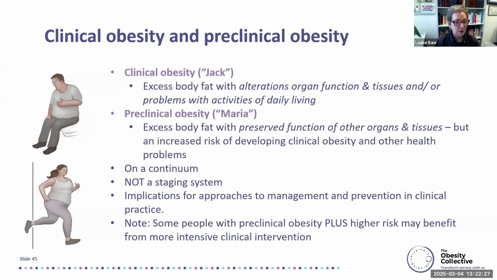To highlight the differences between clinical obesity and preclinical obesity, you can see the image there of Jack and of Maria. Both of them have the same BMI, but Jack, who we would see as having clinical obesity, has excess body fat with alterations in organ function and tissues and/or problems with activities of daily living. And you can see here, in this case, he had obesity-related early heart failure, and he also had shortness of breath and many other health issues.